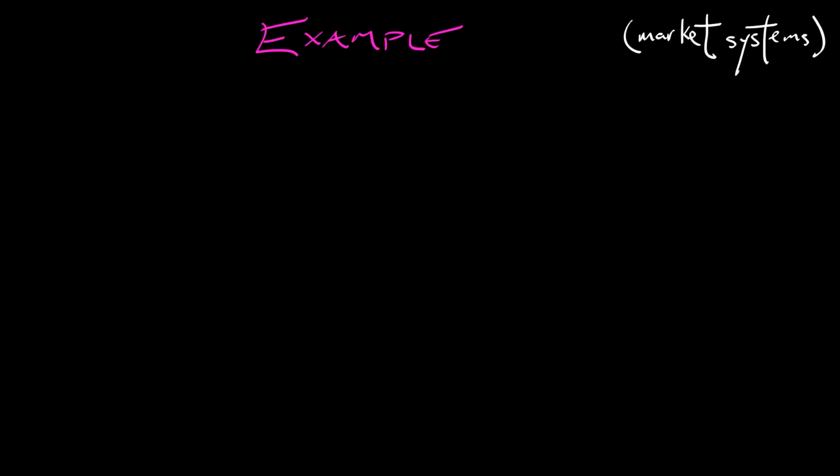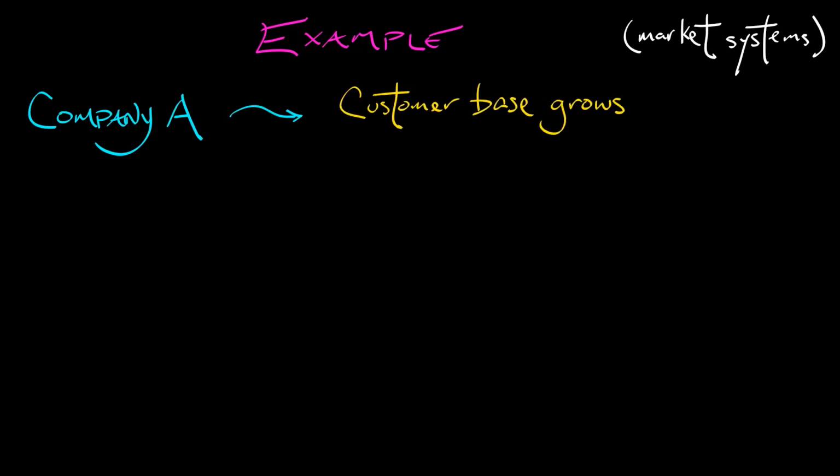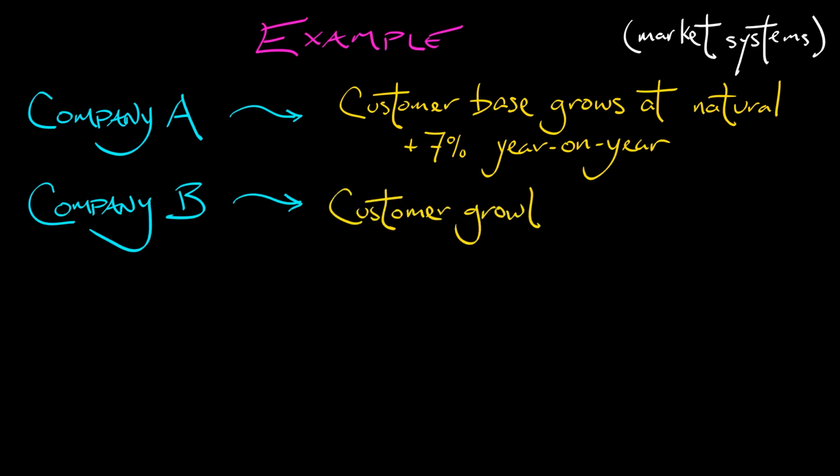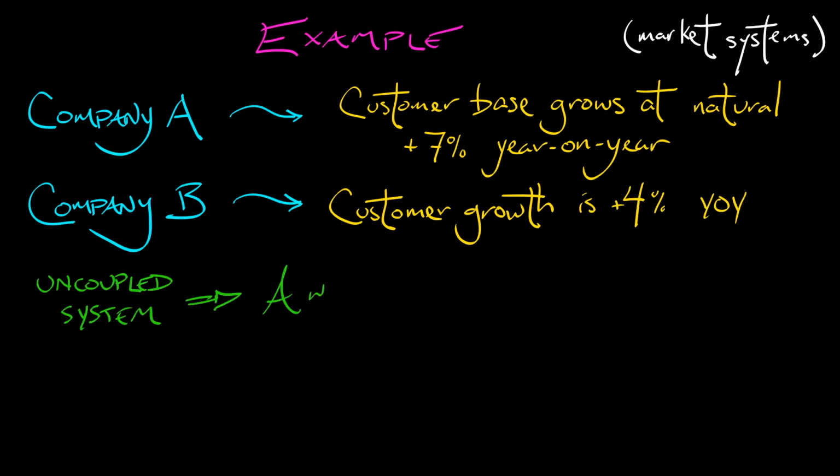Let's say you have two companies, and company A has a customer base that's growing, and its natural growth rate is 7% increase year on year. Company B, on the other hand, has a slower natural growth rate. It's 4% every year. Now, if this were an uncoupled discrete time system, of course, company A wins. But we're going to add a little complexity here.